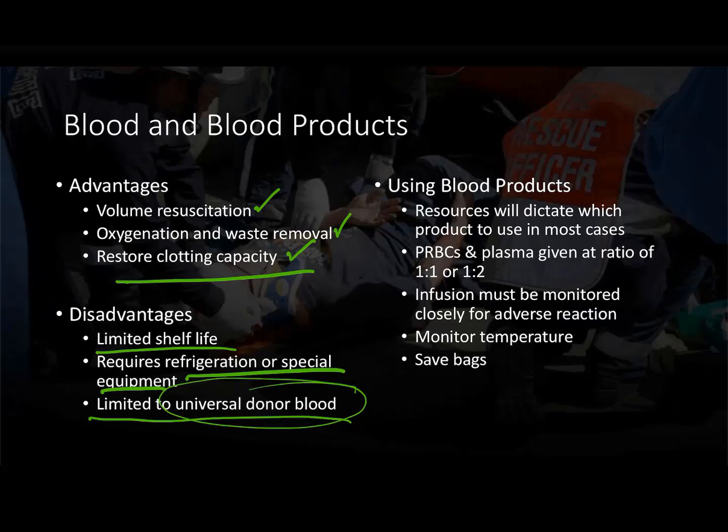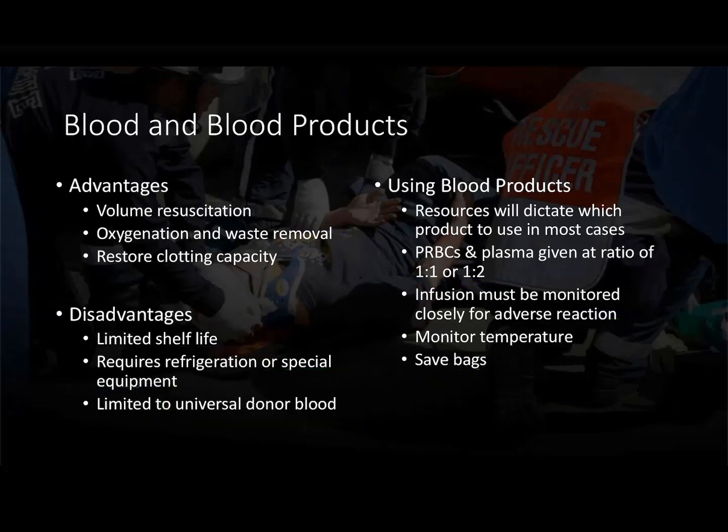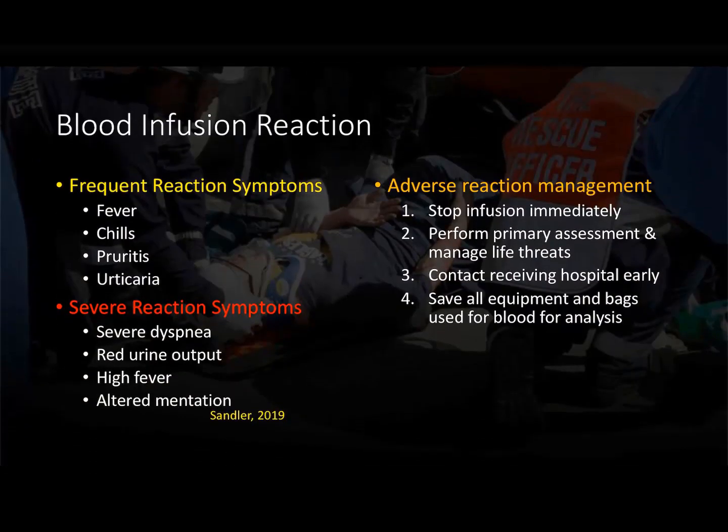Now, when we're utilizing blood products, we generally will have to determine which of these blood products by our protocol or by our resources. When we're giving packed red blood cells and plasma, we usually give that as a ratio of 1:1 or 1:2. When we're giving blood products, we want to make sure that we're monitoring the infusion closely for adverse reactions. And if adverse reactions occur, we have a few steps that you'll use to remediate. Monitor patient's temperature. An increase in the patient's body temperature can be a sign associated with an adverse reaction, and save the bags that are utilized even if no adverse reactions have occurred.